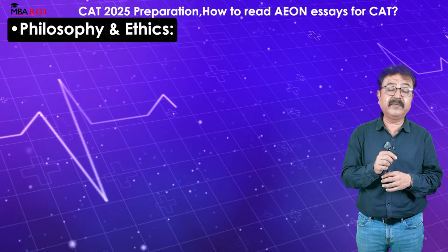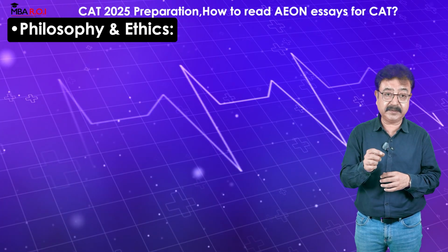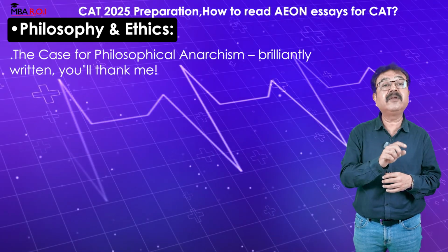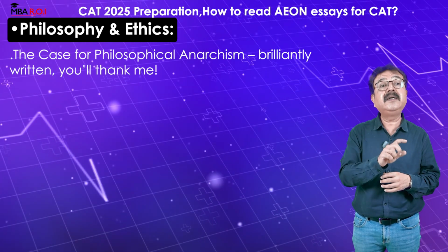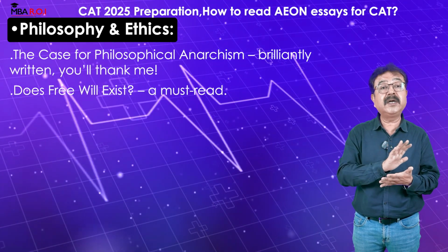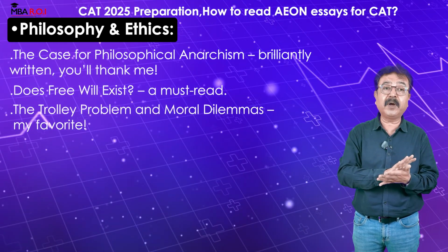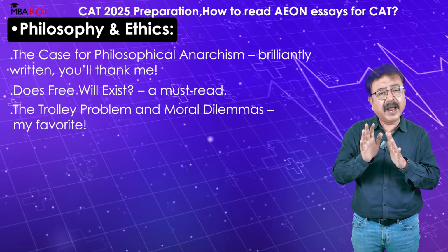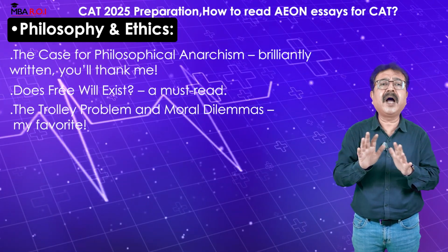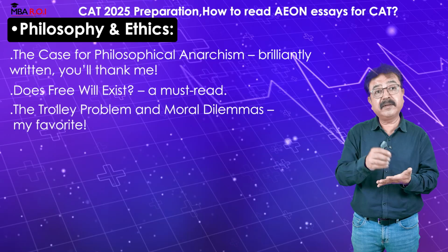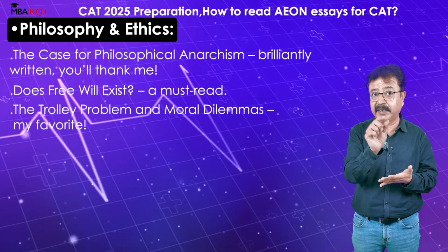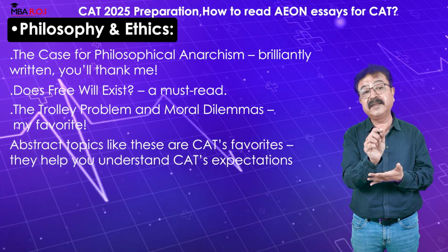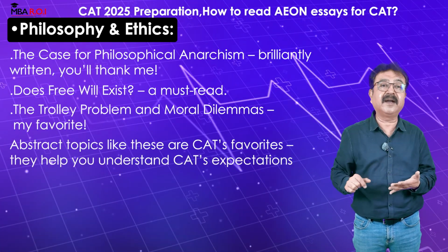The first category will be philosophy and ethics. So there are essays like the philosophy of anarchism, does free will exist, the trolley problem and the moral dilemma. It is one of my favorite articles, and it is wonderfully eye-opening. So again, what is this? The trolley problem and the moral dilemma. It is an abstract article. Reading this will really help you in the CAT.